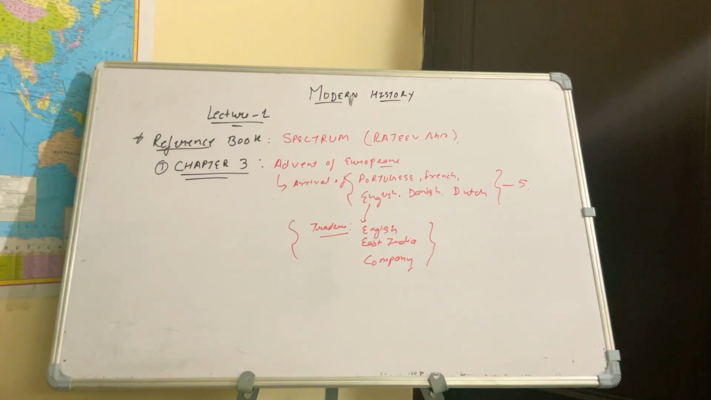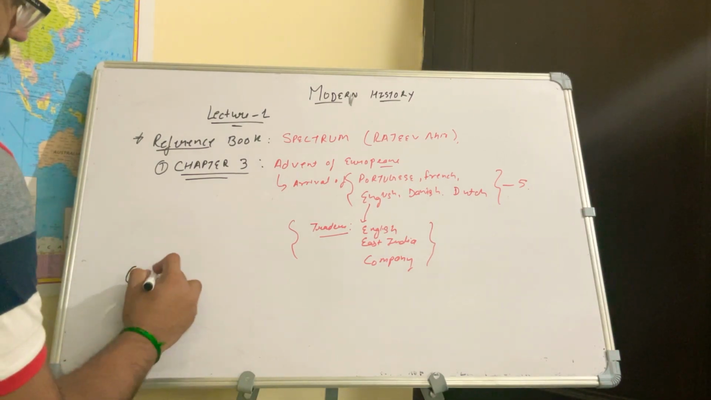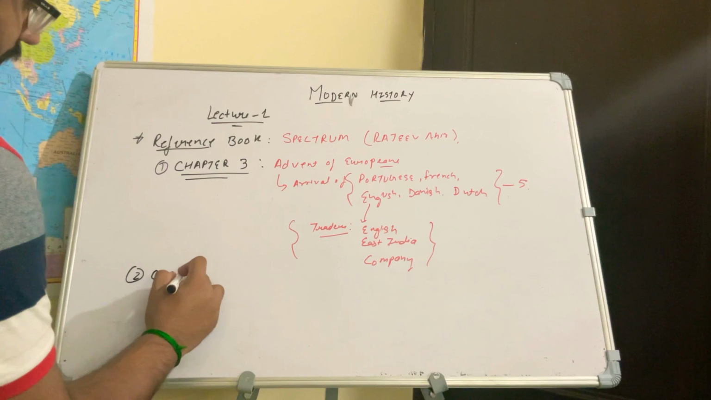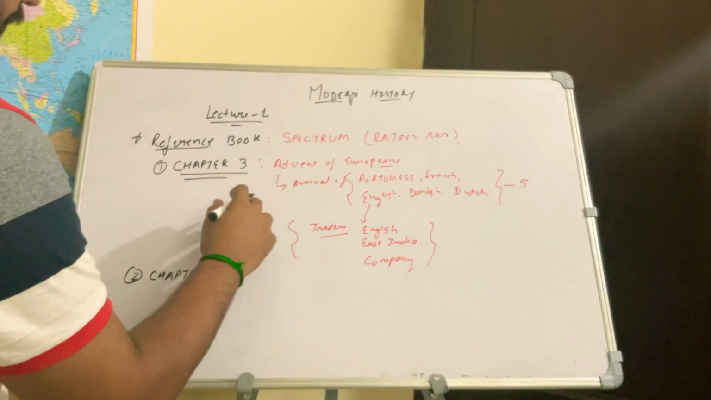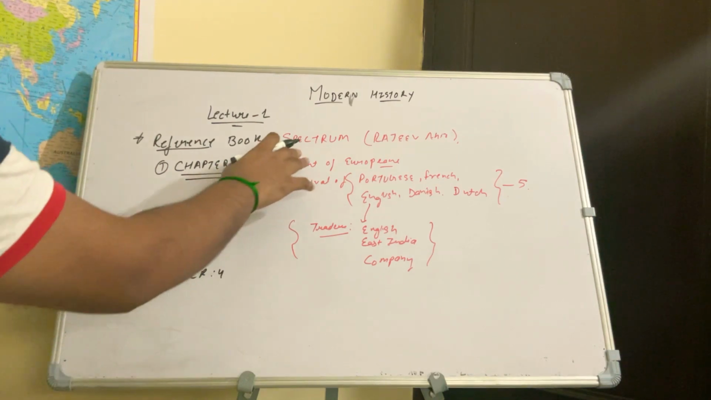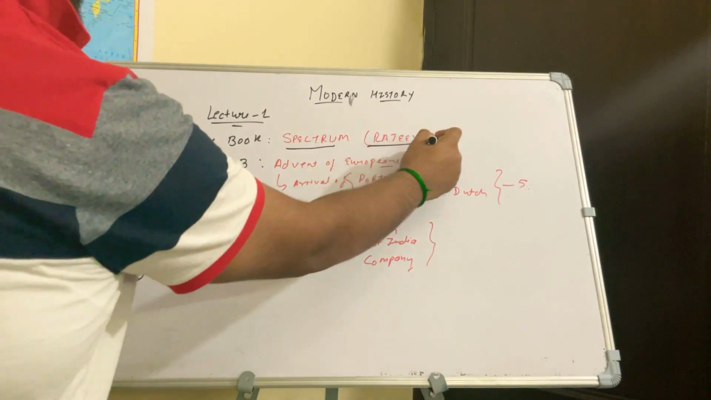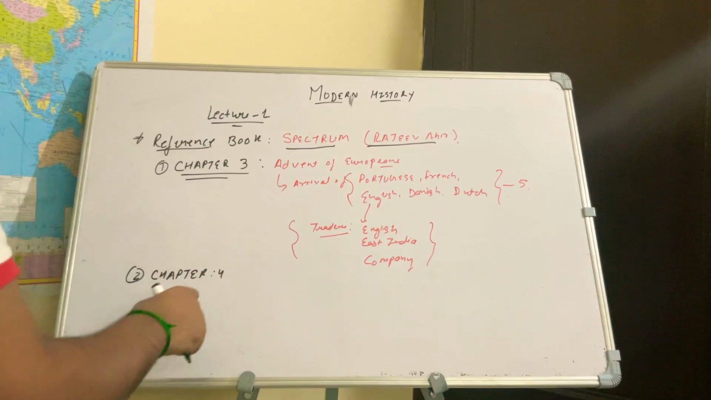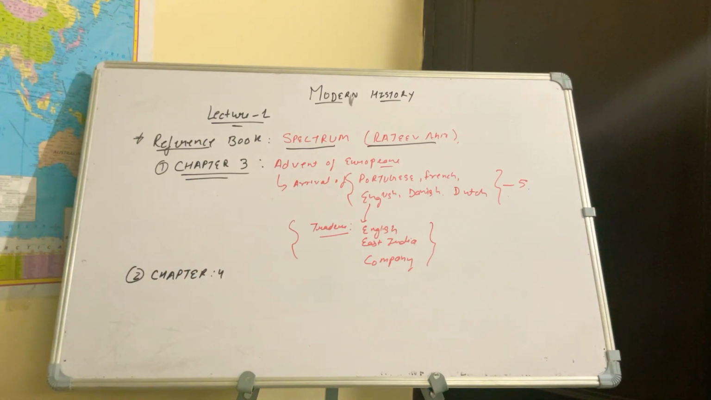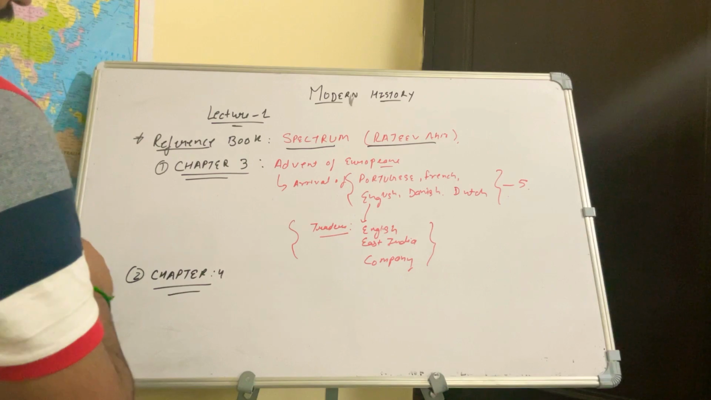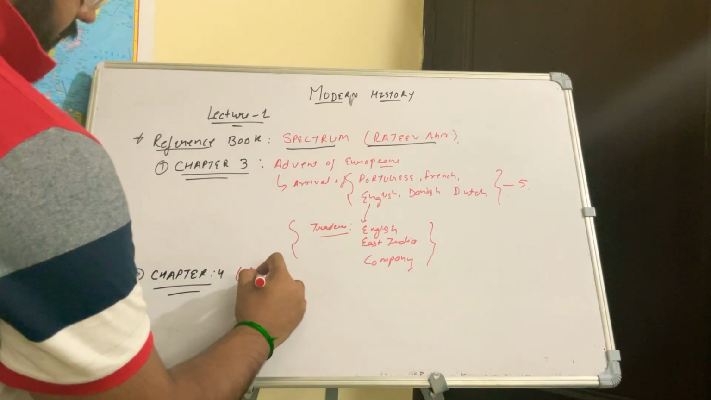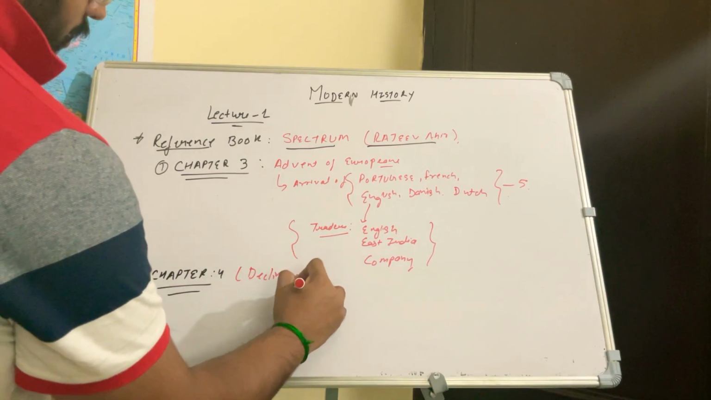And in the second topic for today, we'll be studying from chapter 4 from Spectrum. Both these chapters are specific to Spectrum only, so you can refer to these chapters from Spectrum, and I'll be specifically telling you the page numbers which you can study to concretize your understanding of the topic. So chapter 4 specifically for today, we will be studying the decline of Mughals.